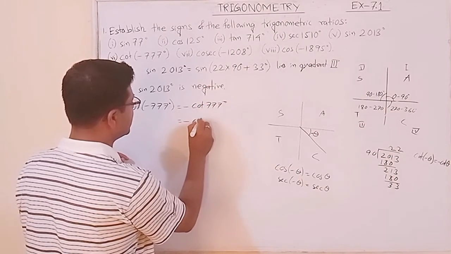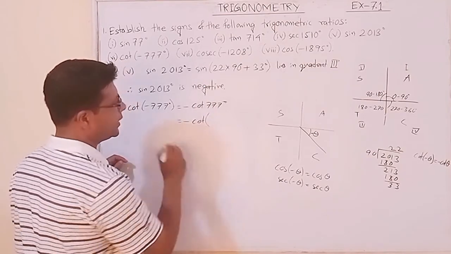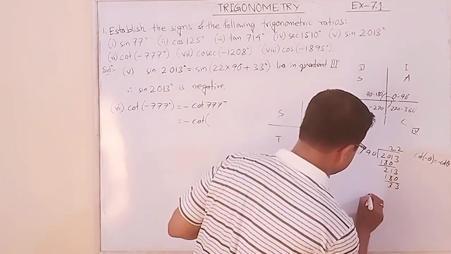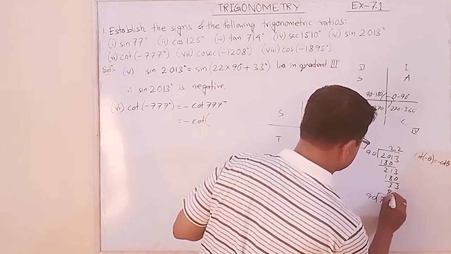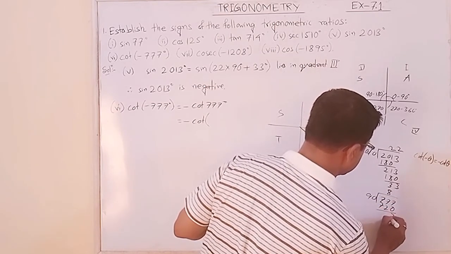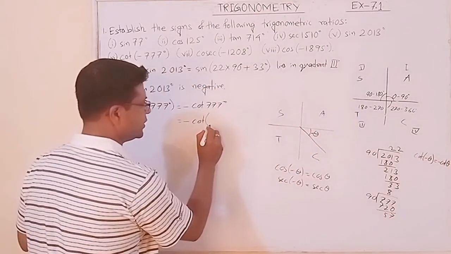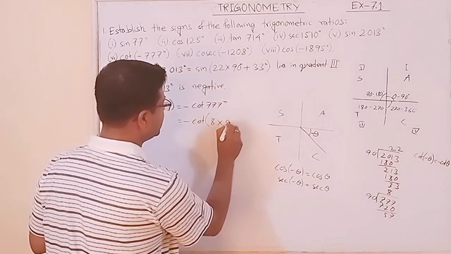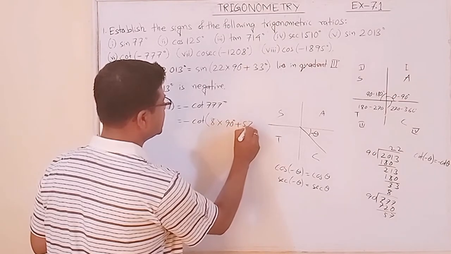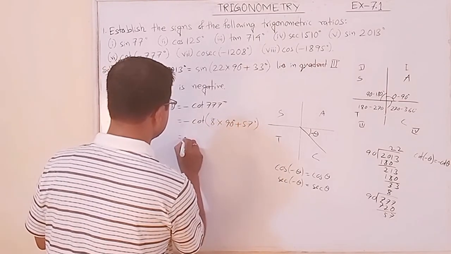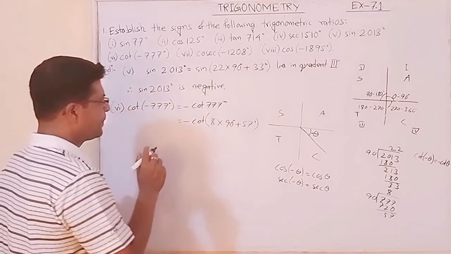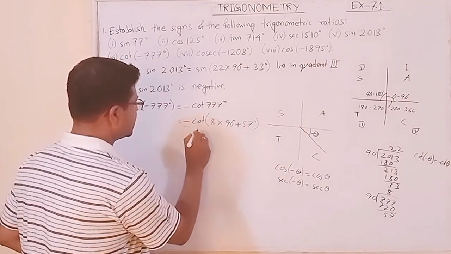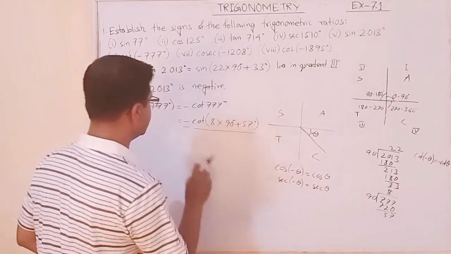So minus cot of, let us multiply by 90 degree. So divide by 90. 777, 720, 57. So that is 8 into 90 degree plus 57 degree. Got it? Now you see, there is already a minus sign in this.